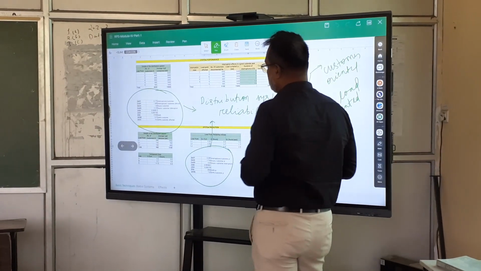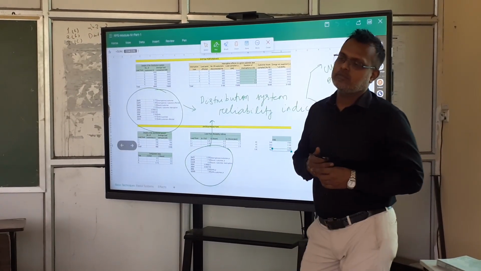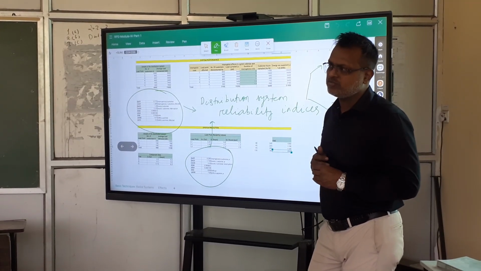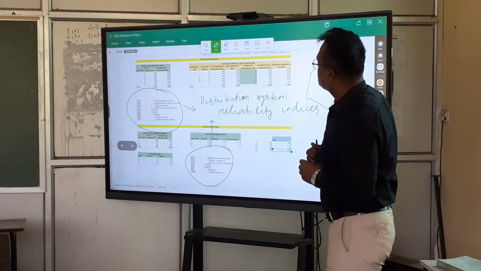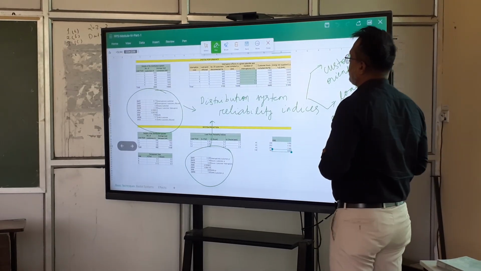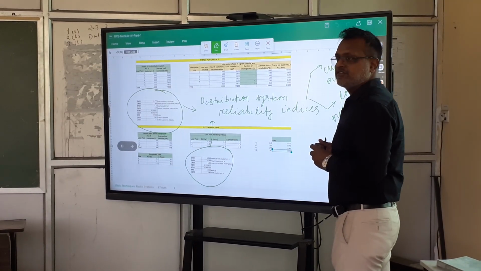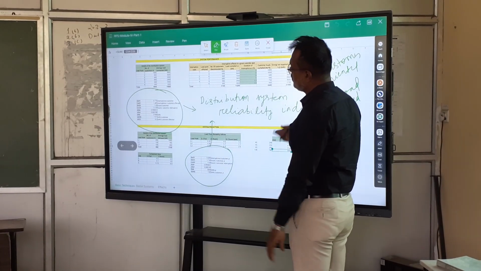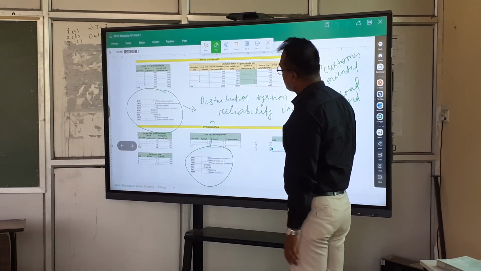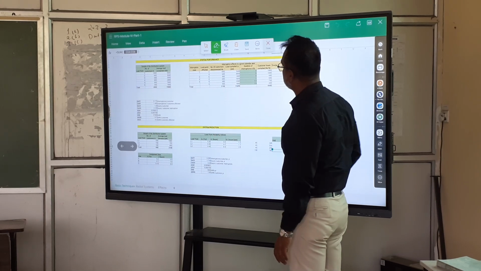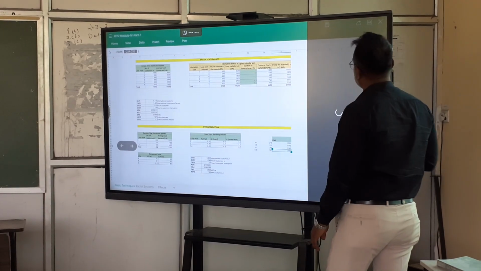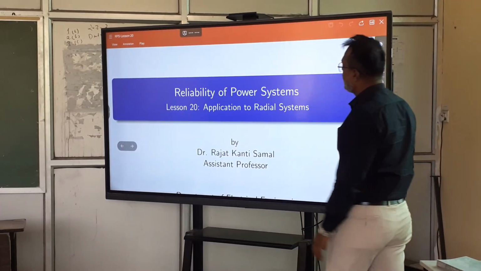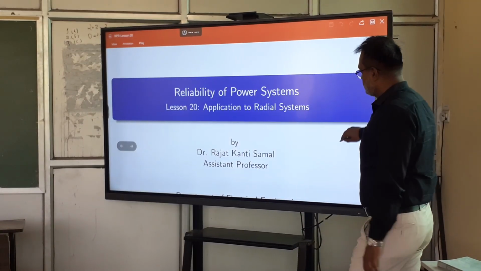Now we are going to apply the same to a radial distribution system. These are applicable for all kinds of distribution systems, but we are going to use them for a radial system specifically and check how these indices can be computed for the radial system. So, applications to radial system.